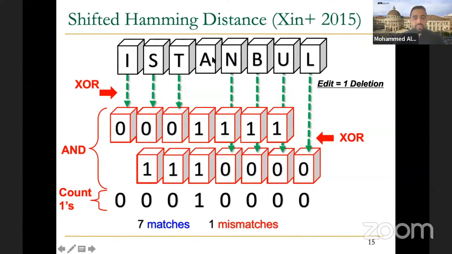Now, remember, this is a deletion, so we shift to the right. Now, if we have an insertion, we need to shift to the left. But what if we apply 2 operations? We apply a deletion and then an insertion somewhere randomly. What should we do? Any suggestions?